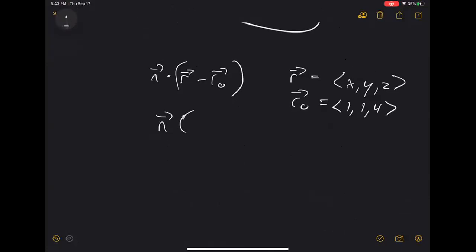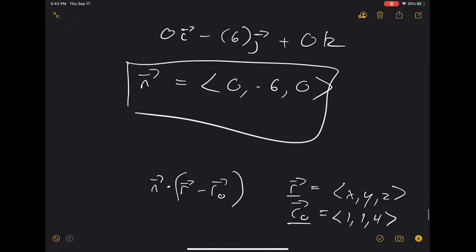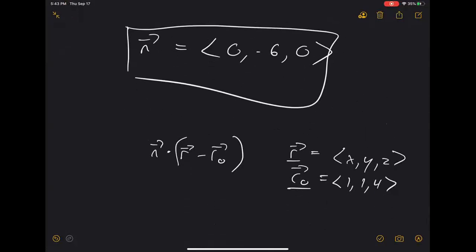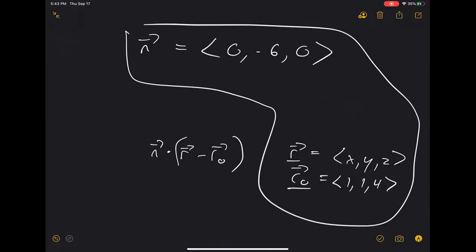Now I have all the information I need to write my equation, right? My r is just going to be x, y, z. My r0 is just one of my points in the plane turned into a vector. And then I found my normal vector, right? I found my n. Okay. So now what is n? N is this. So now let's just go ahead and write it out. If I tell explicitly what n, r, and r0 are, then I can just say my equation of the plane is just this.